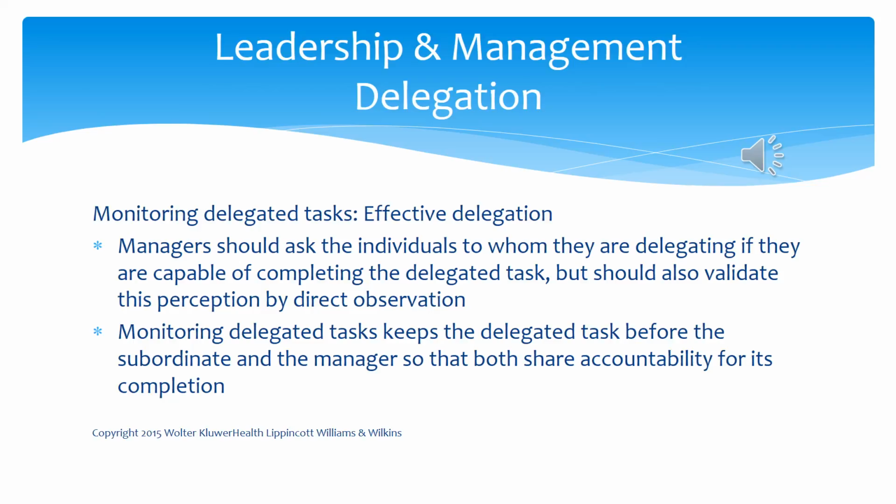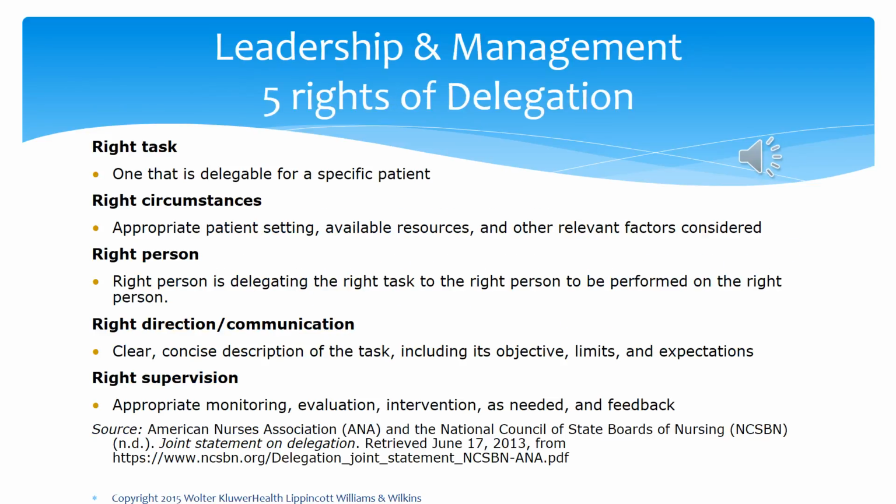In doing so, the leader manager provides staff feedback to increase competency in task performance. This keeps the delegated task before the subordinate and the manager so that both share accountability for its completion. Although the final responsibility belongs to the delegator, the subordinate doing the task accepts responsibility for completing it appropriately and is accountable to the person who delegated the task. Delegating decision-making without providing adequate information is an example of improper delegation.